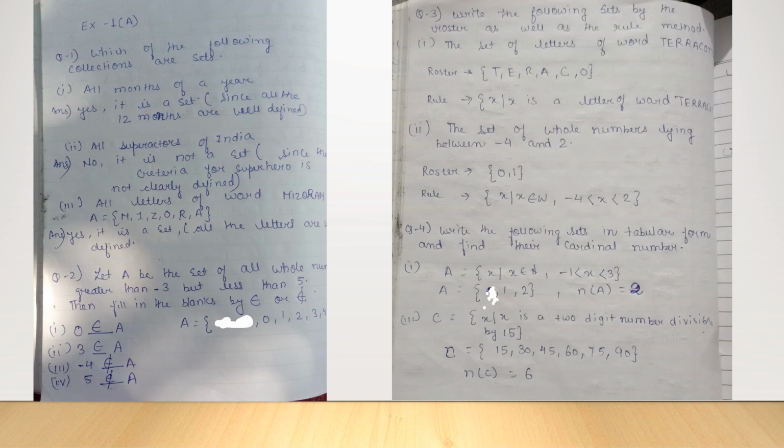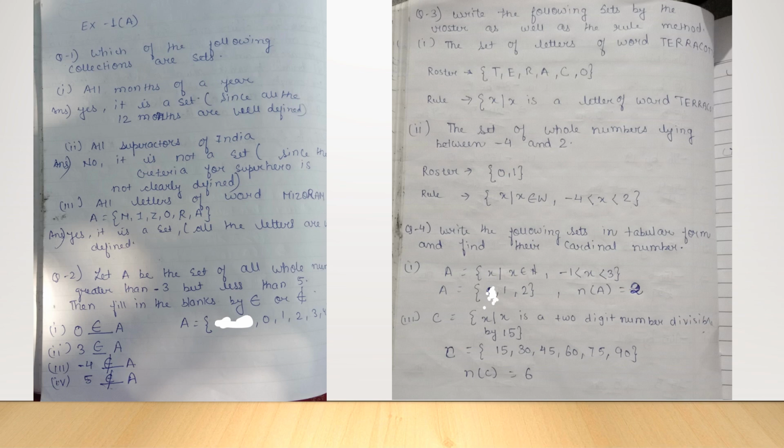Third, all the letters of the word Mizoram. So we have to write down the elements of the set at first. So we'll write down A is equal to M, I, Z, O, R, A. It is a set because all the letters of the word Mizoram are clearly defined. You can see that the word Mizoram is having 2 times M, but in the set we have to write it down a single time because the elements of the set should not be repeated.